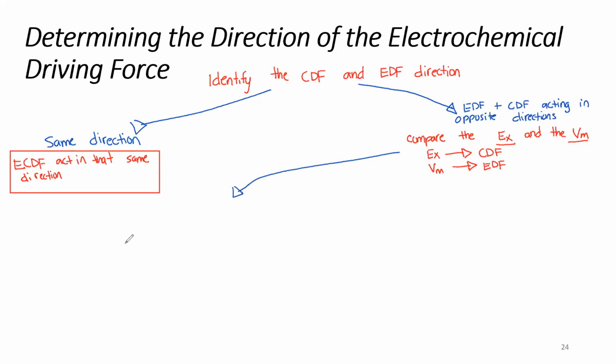Okay. So the first scenario is if equilibrium potential is greater than membrane potential, then chemical driving force is also greater than electrical driving force. And so the overall ECDF, the combination of those forces, is going to follow or favor the chemical driving force. So the electrochemical driving force favors the chemical driving force. Okay.